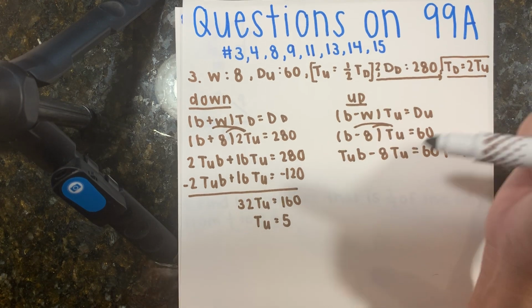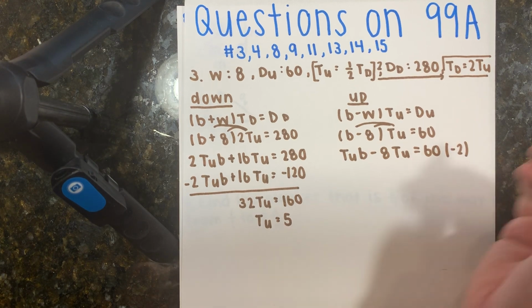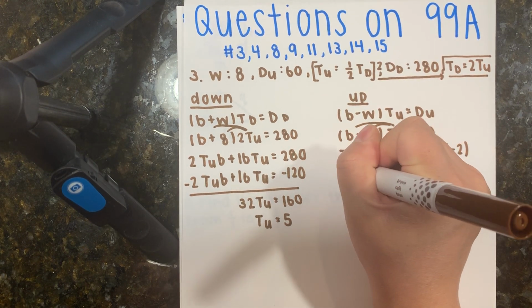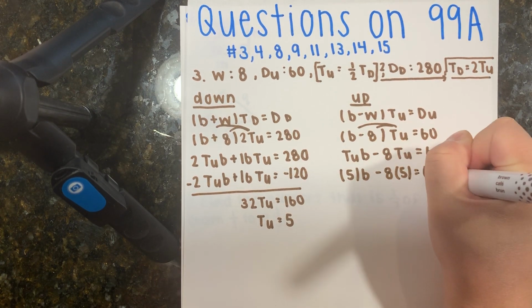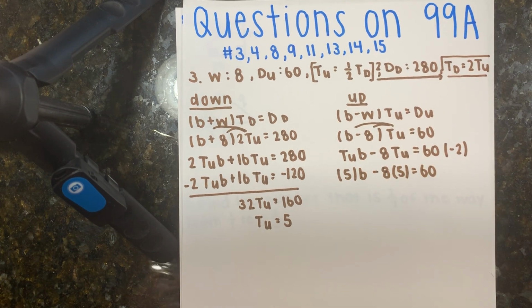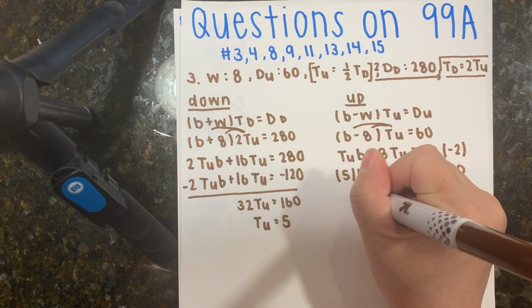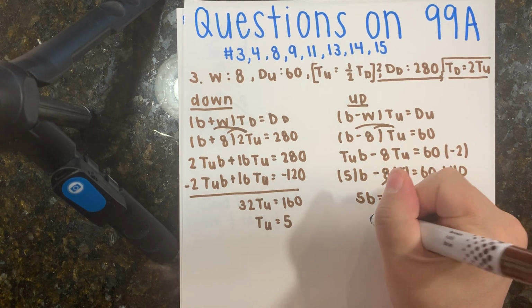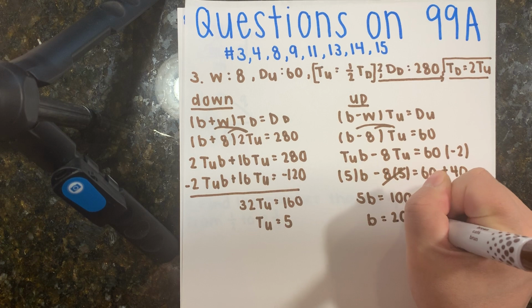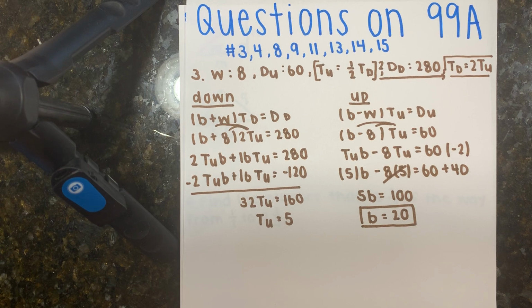But what we're trying to solve for is the speed of the boat. So we're trying to solve for B. So I'm going to take this TU and plug it into this equation here. I get 5 times B minus 8 times 5 equals 60. -8 times 5 would be -40. So when I move it to the other side, I would add 40, giving me 5B is equal to 100. When you divide by 5, you get the speed of the boat in still water is going to be equal to 20. And that concludes all your number 3.